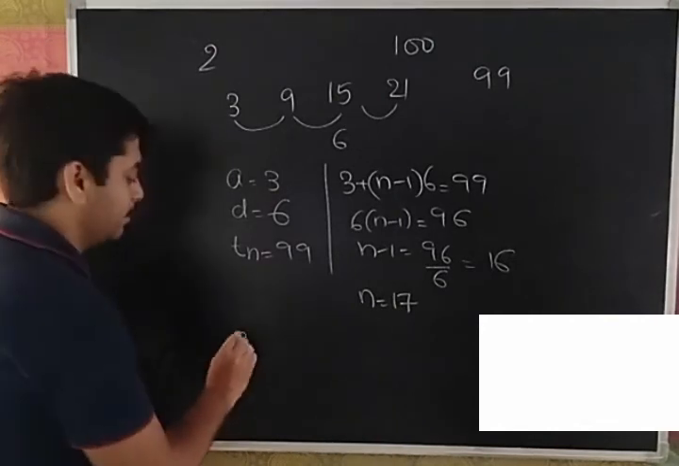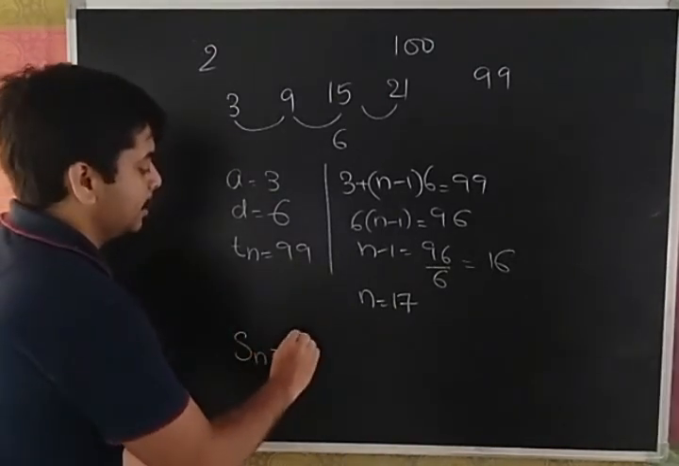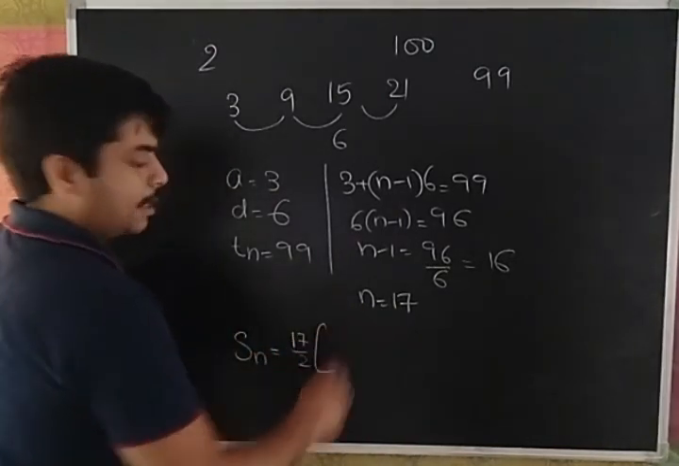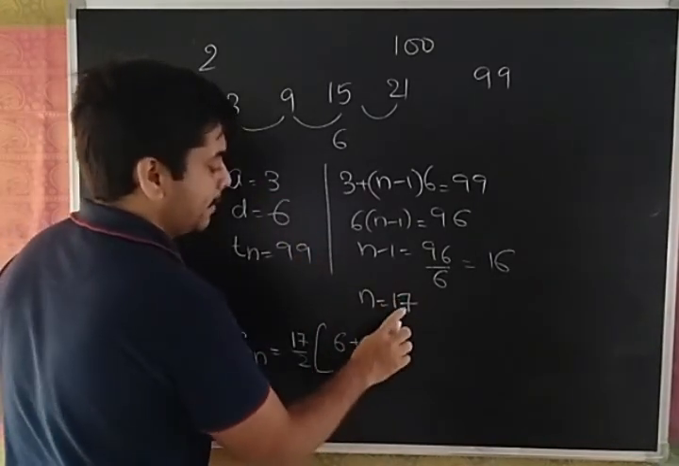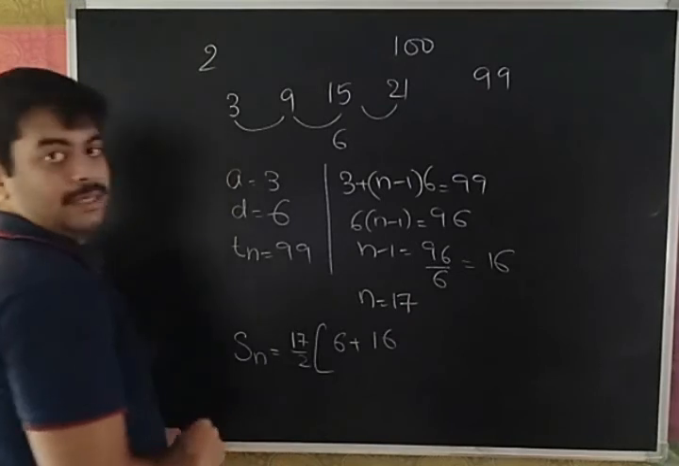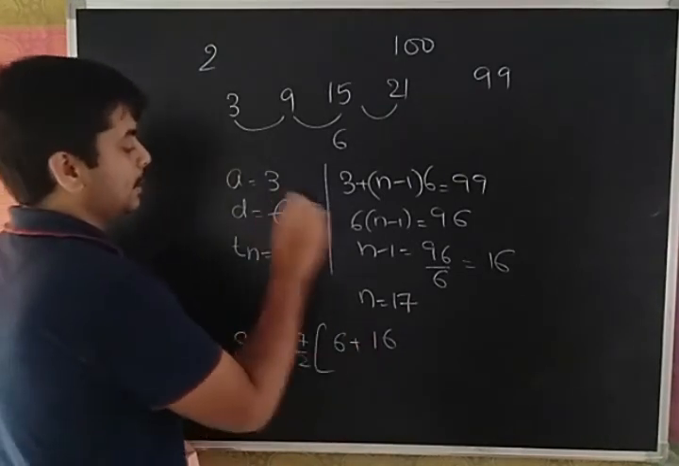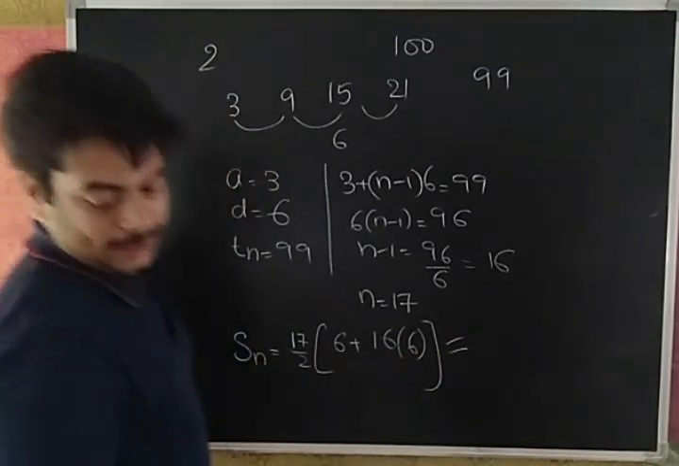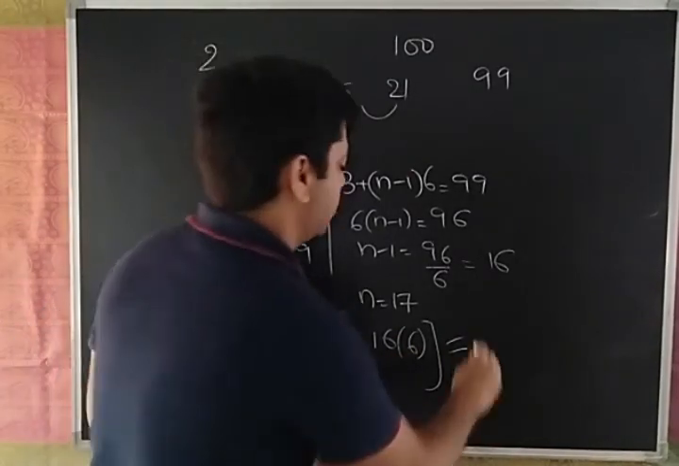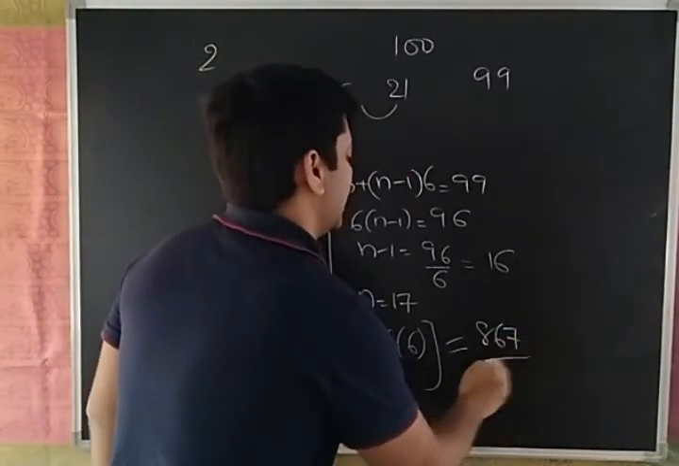So how will you get the sum? Sn is equal to n by 2 into 2a plus n minus 1 into d, that is 17 by 2 into 2 times 3, that is 6, plus 17 minus 1, that is 16, into d, which is 6. So just check the value of this one, and this should give you the answer as 867.